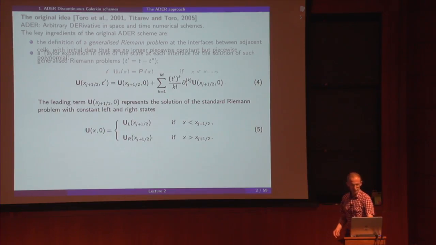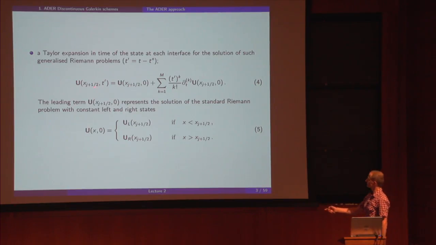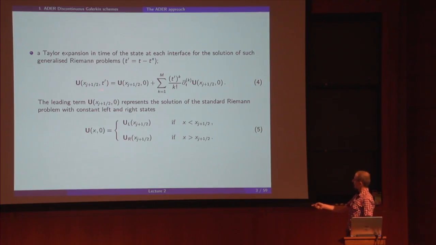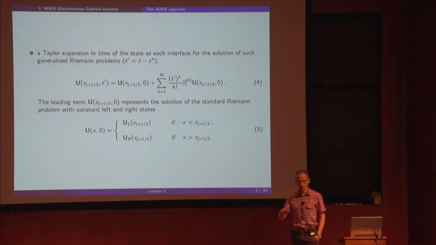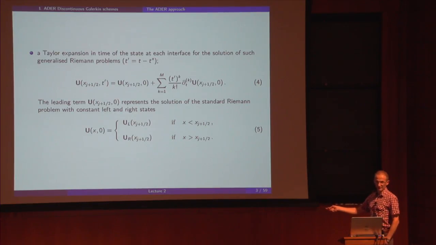generalized Riemann problem. And so what you do is a Taylor expansion in time at the interface of your adjacent cells. Now you look at what is happening here. I'm expanding in time with respect to this t' coordinate. This is the leading term at time t equals 0 plus an expansion with time derivatives. The leading term is computed by solving a standard Riemann problem with constant left and right states, which are the boundary extrapolated values of the polynomial. So this term comes from the solution of a normal, let's call it standard, Riemann problem. And we know how to do that.